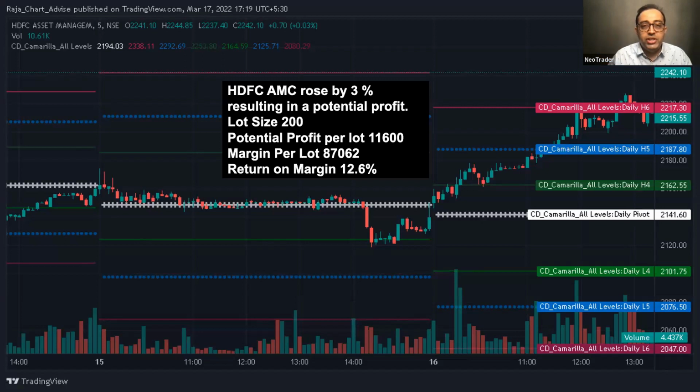Please type yes on the chat. Why? Please type that yes, the escape strategy can work for you. You can start making money from Monday.